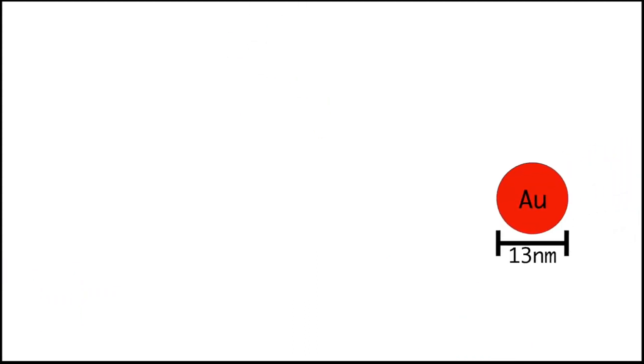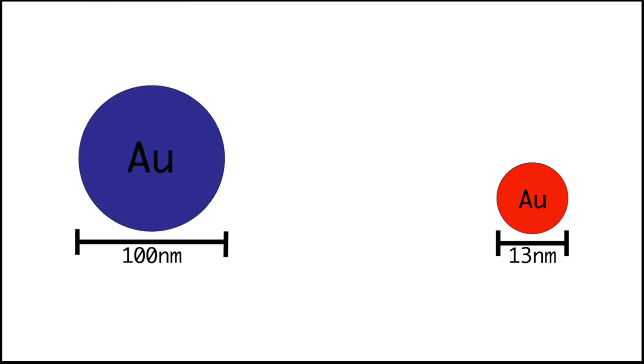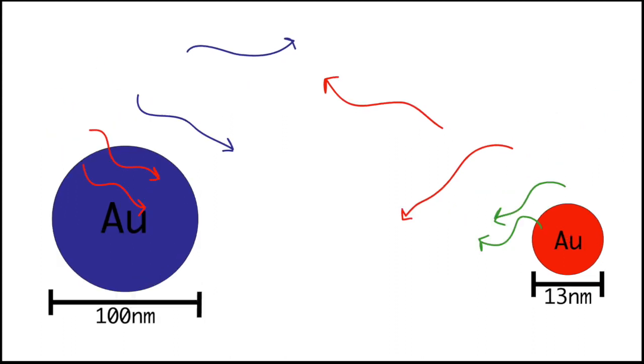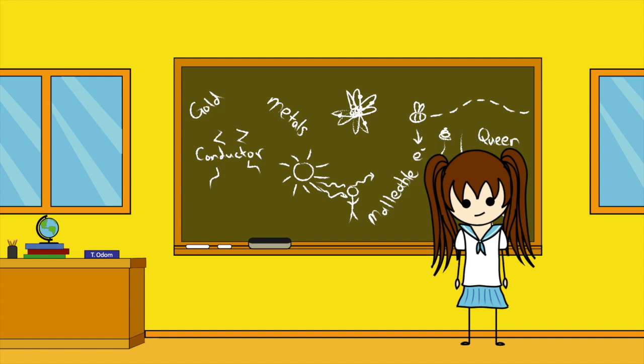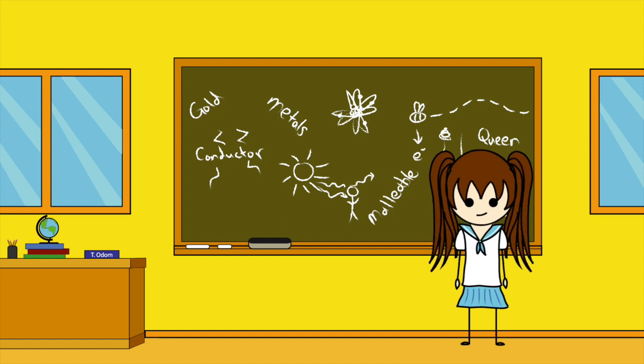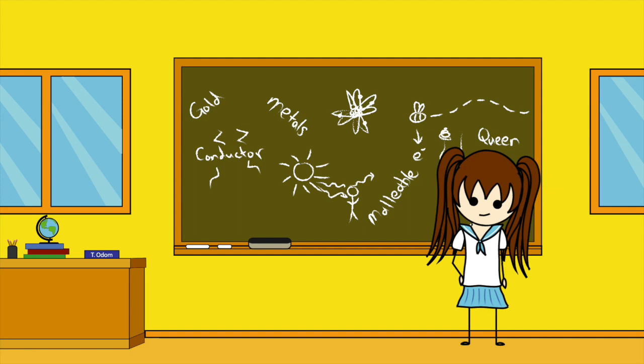Smaller nanoparticles absorb more light than they reflect or scatter, while larger particles scatter and reflect more light than they absorb. 100 nanometer gold particles look purple-blue because they absorb more red light, and 13 nanometer gold particles appear red because they absorb more green light. So let's go back to the riddle, what color is gold? Now you know that, well, it depends, and gold can be a gradient, including gold, purple-blue, or red.